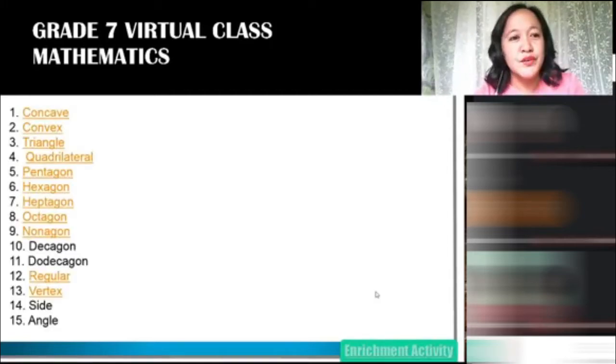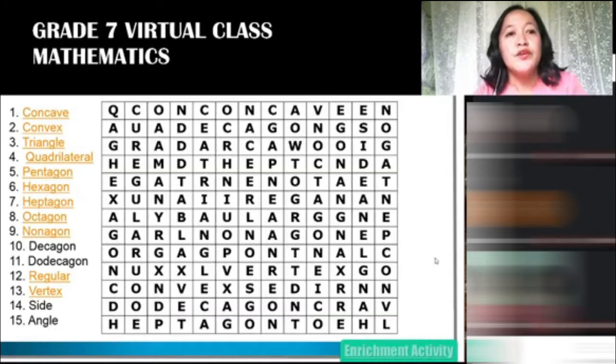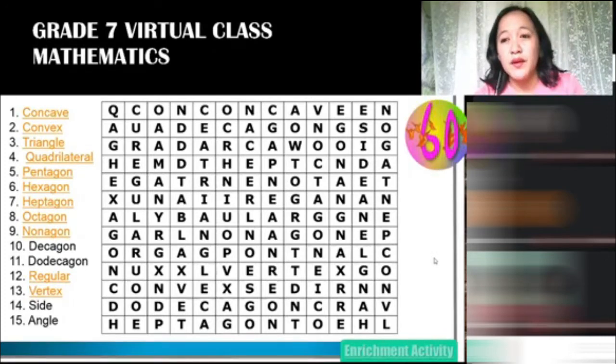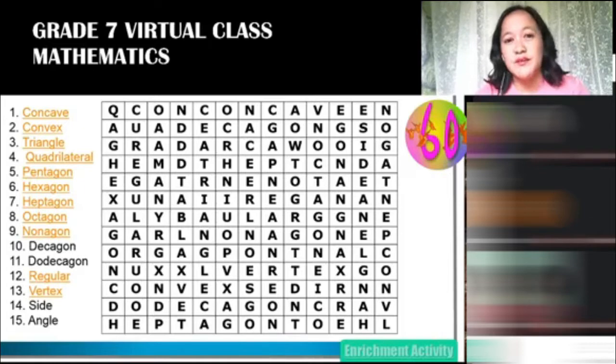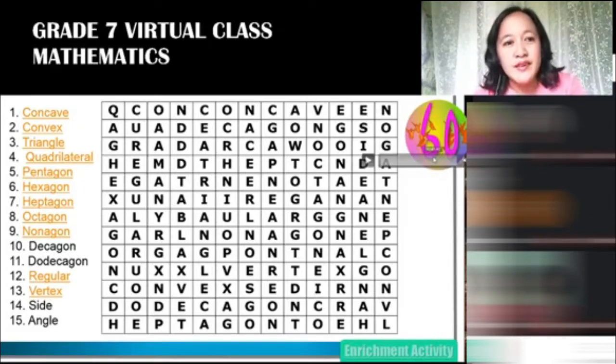So what you're going to do is to locate these words on our puzzle. In a minute, you're just going to find these 15 words within this puzzle. So paramihan tayo, ika nga. To our learners, bilangin niyo na kung ilan ang inyong mahanap because your time starts now.